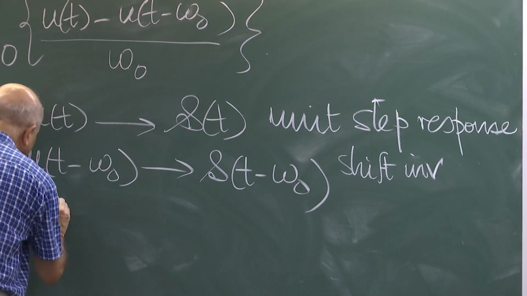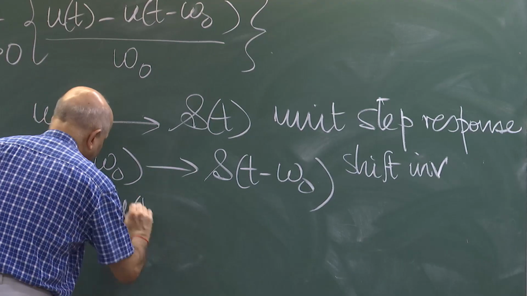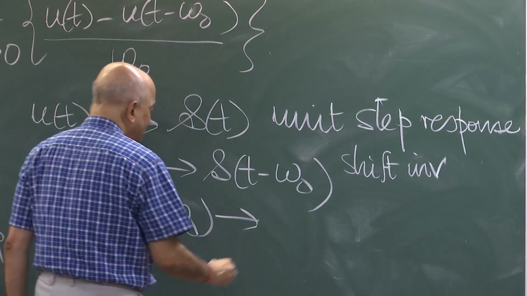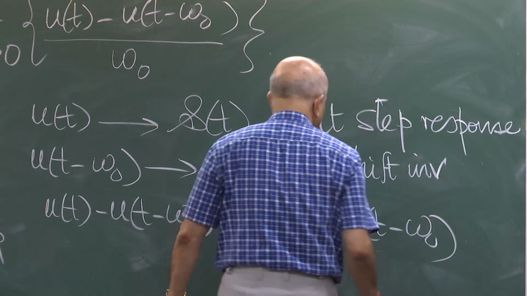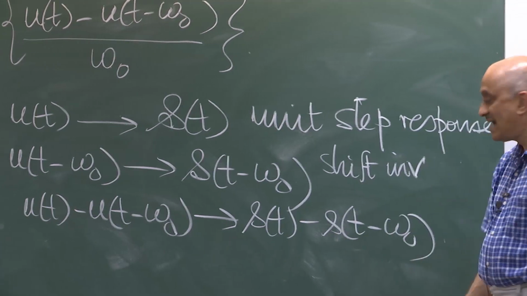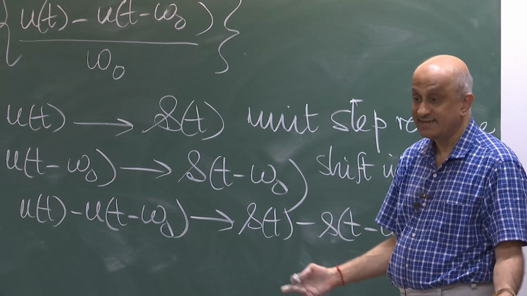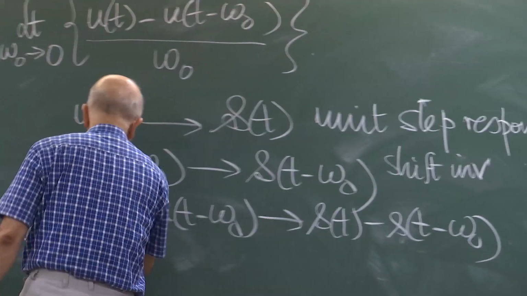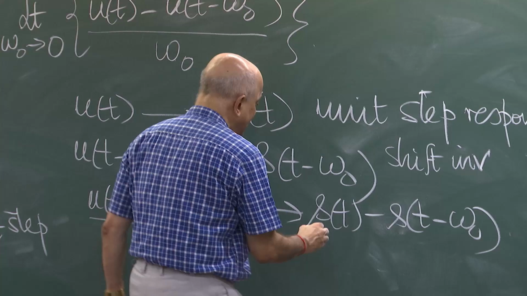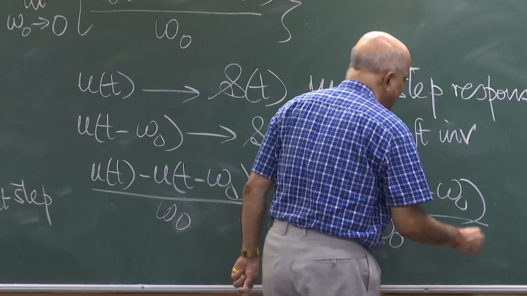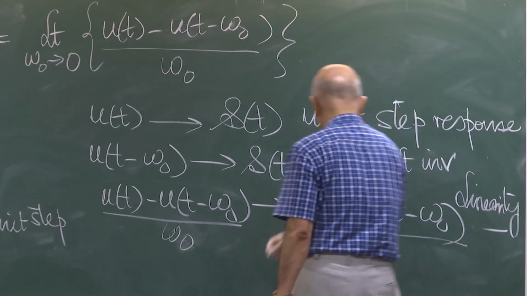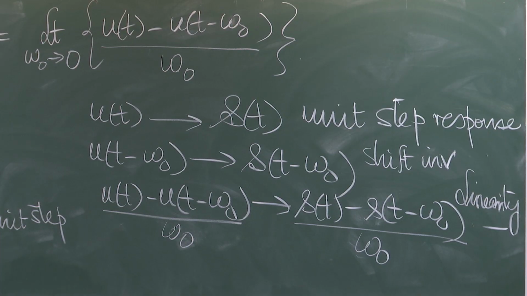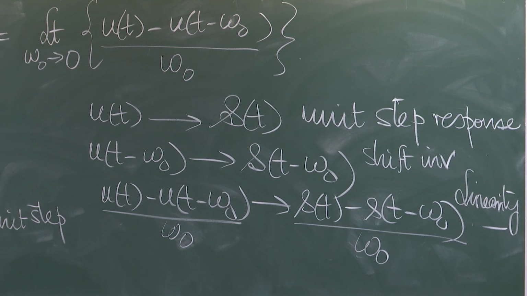Now u(t) minus u(t minus) W0 would result in s(t) minus s(t minus) W0, and this essentially is invoking the property of additivity and homogeneity. In fact, I can multiply this by W0 and together use additivity and homogeneity. So I am saying the property of linearity. Because of linearity, and of course then I can take limits on both sides.